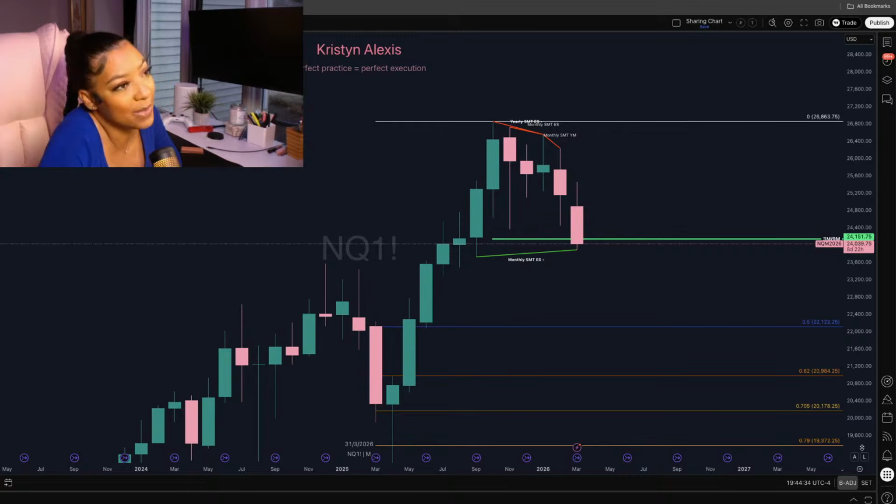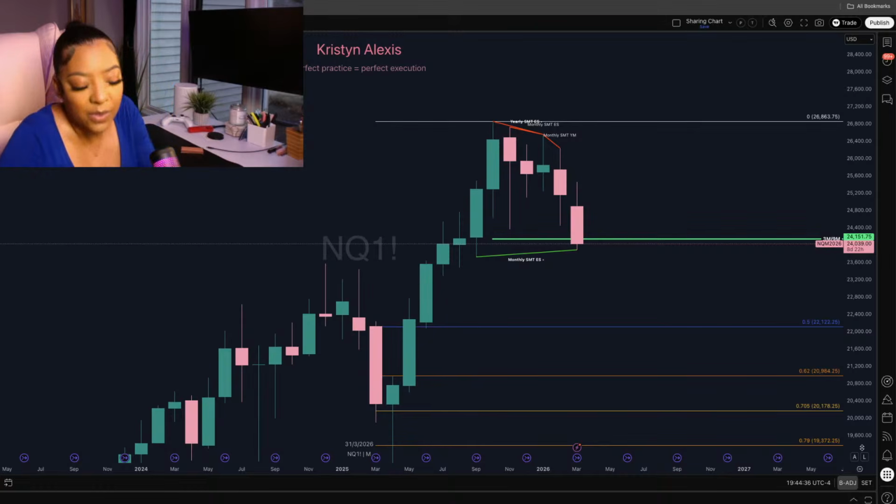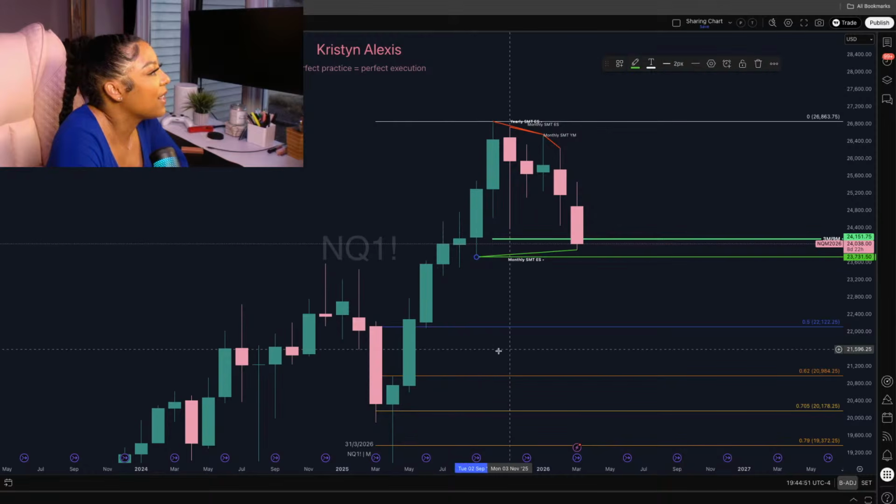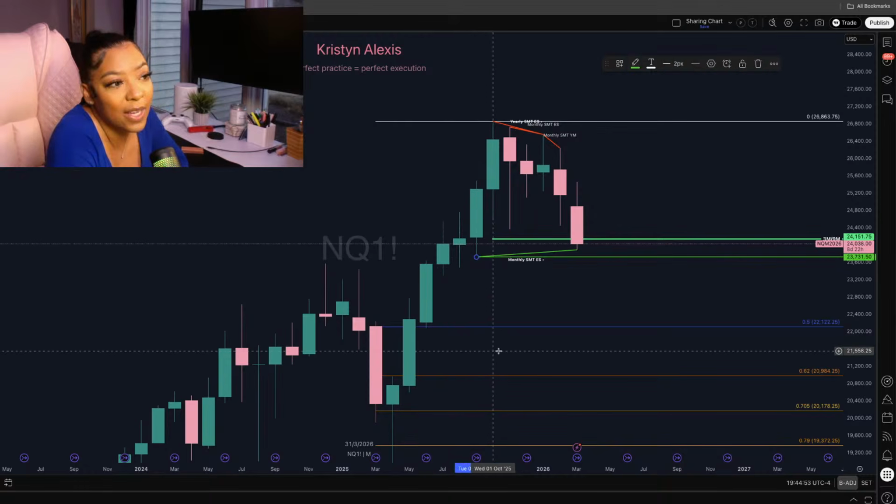But we do have SMT. And the monthly close, the 31st. What day is the 31st? The 31st is next Tuesday. So we have until next Tuesday for NASDAQ to take that low. NASDAQ got to take this low by Tuesday, next Tuesday, the 31st.